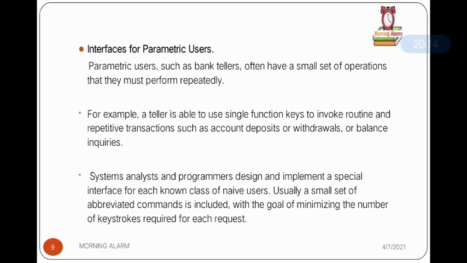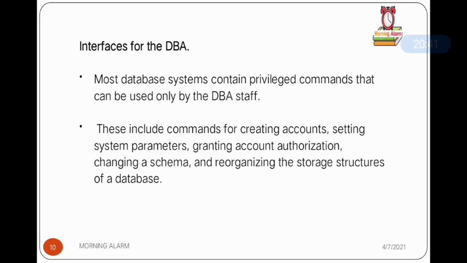Next one is interfaces for parametric users. In this we use the function keys which work with some commands and abbreviations included in the system. Next one we have is the interface for the DBA, that is database administrators. These include only some privileged commands that can only be used by the DBA staff. This interface is used only by the DBA to grant authorizations, create accounts, and set system parameters, etc.